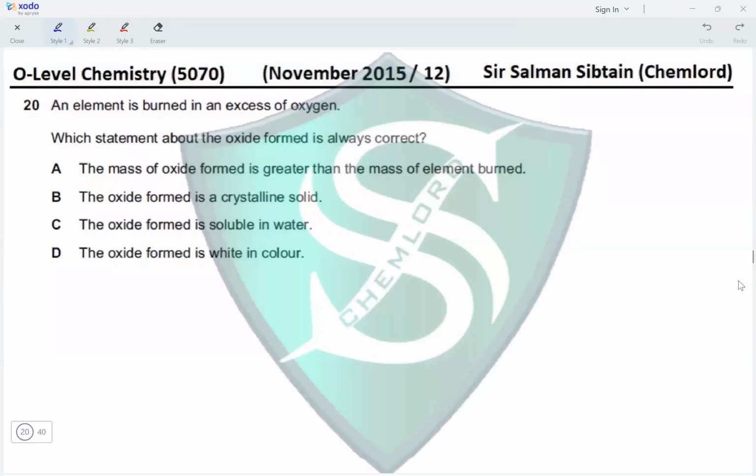Question 20. An element is burnt in an excess of oxygen. Which statement about the oxide is always correct? The mass of oxide formed is greater than the mass of element burned. Yes. For example, if we have carbon burning in oxygen and producing carbon dioxide, the mass of carbon is 12, whereas the mass of carbon dioxide is 44. So the mass of the oxide is always greater than the mass of the element. This is correct. The oxide formed is a crystalline solid. No, CO2 taken as an example proves that the product formed could be a gas as well, because CO2 is a gas, not a crystalline solid.